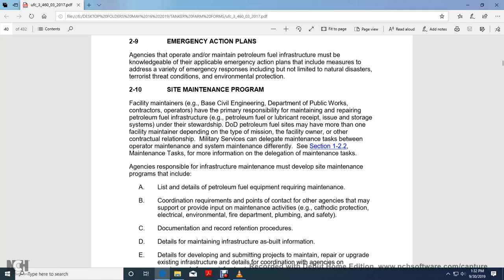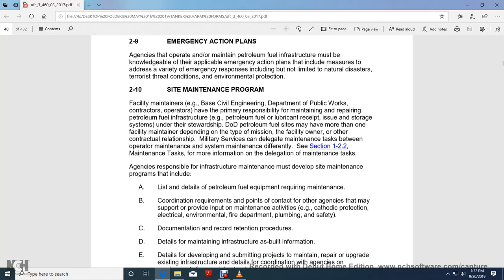2.10 Site Maintenance Program. Facility maintainers, base civil engineers, Department of Public Works contractors, and operators have primary responsibility for maintaining and repairing petroleum fuel infrastructure, petroleum fuel lubricating receipts, issue and storage systems under their stewardship. The Department of Defense petroleum fuel sites may have one or more facility managers depending on the type of the mission. Facility owner and other contractor relations. Military service can delegate maintenance tasks between the operator and maintenance system. Section 1.2.2 Maintenance tasks. More information.